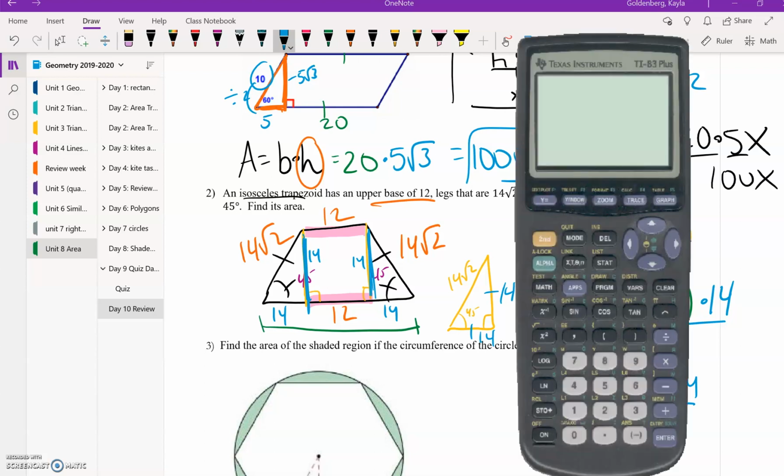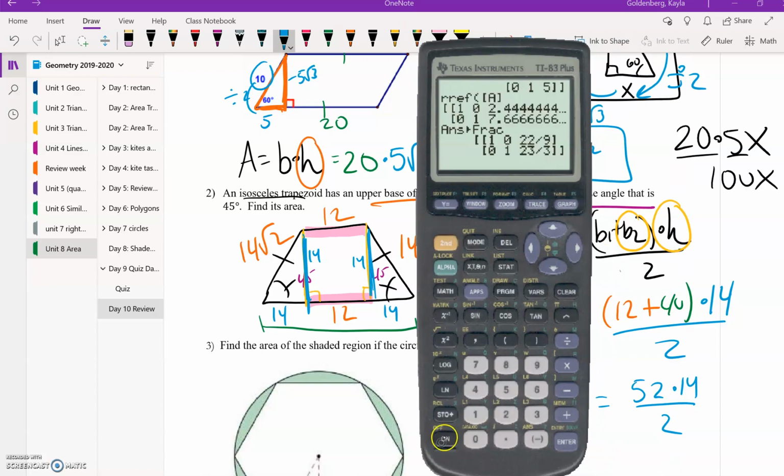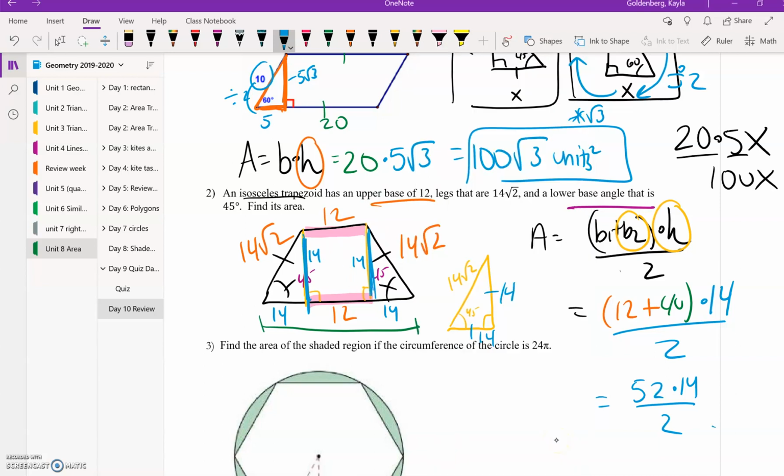Okay. If I plug that into my calculator, we're going to have 52 times 14 divided by 2. Looks like it's 364. And units squared.